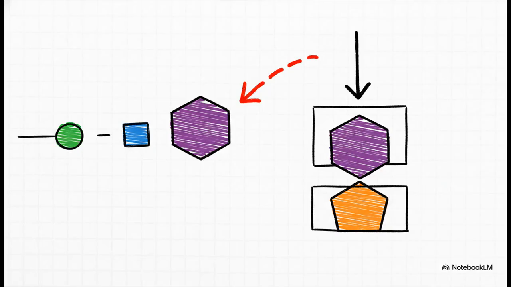What's next? The number 9. It's not an operator, so our rule is simple. Just push it onto the stack. Now our stack holds a 5 and a 9.